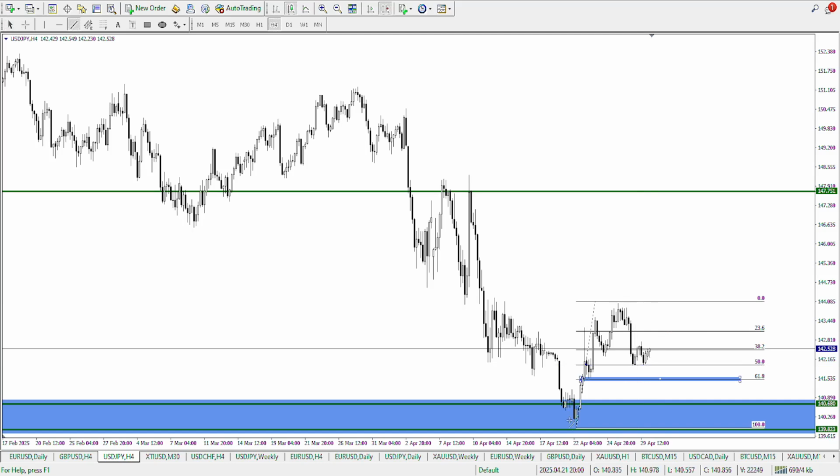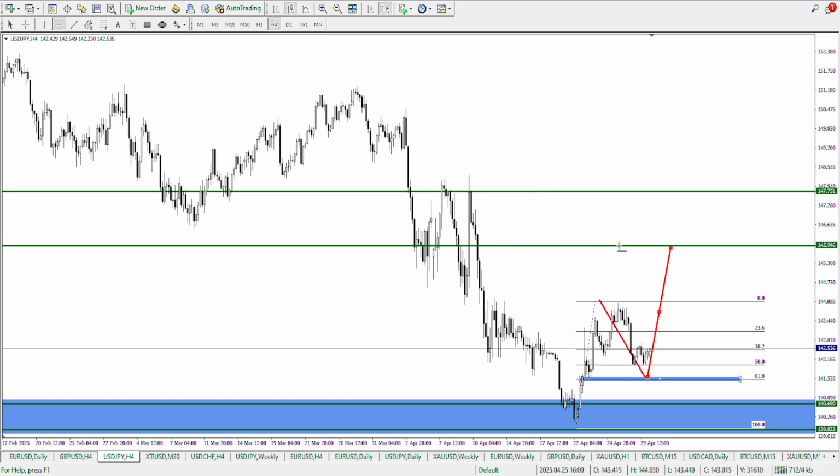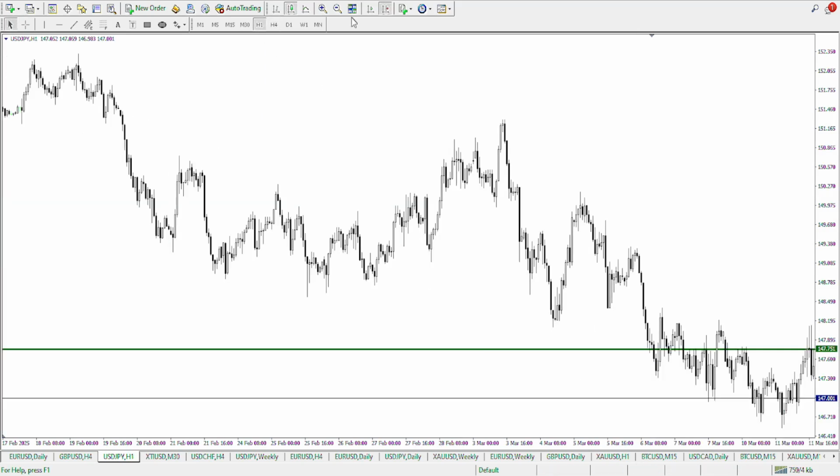First of all, I would like to draw my ABCD on the H4, and then I will quickly move to the H1, and then I will be able to find out some levels. So on the H4, yes, this 145 level is the level that I'm going to focus on this week, because this level has a point D right here, right?